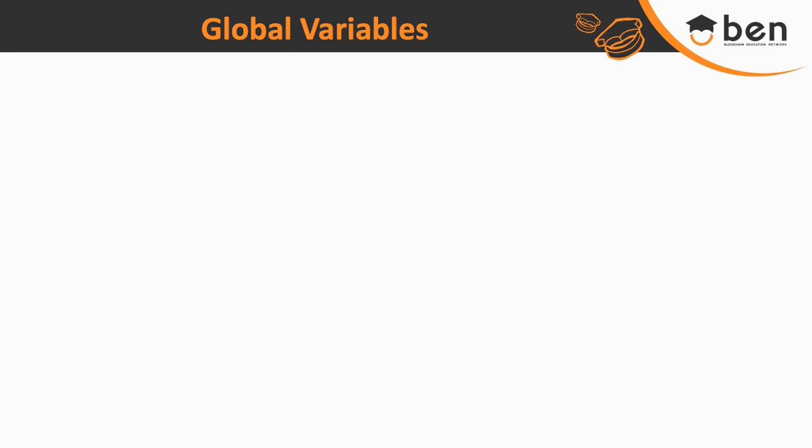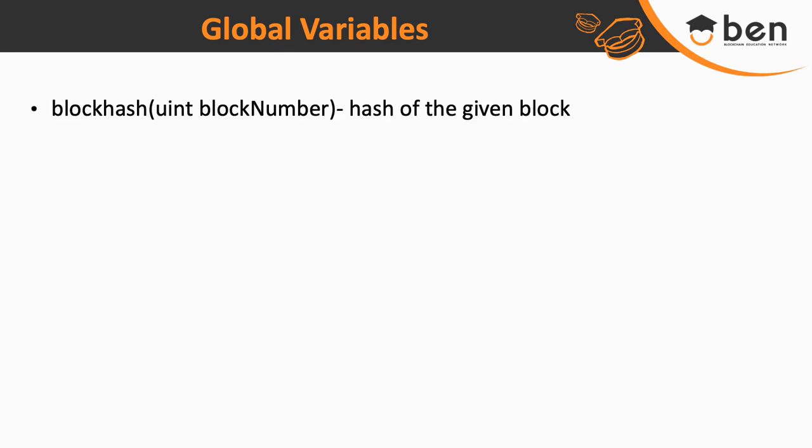Now let's have a look at some of the important global variables. First is the blockhash. It's a global function actually, and it takes a block number as its input and gives you the hash of the given block. There's a condition attached to this global function: the input block number which you provide as an argument should be amongst the most recent 256 blocks mined. If it is older than that, it will return 0. So Solidity has this rule that it will only show you the block hash amongst the current 256 blocks, not otherwise.